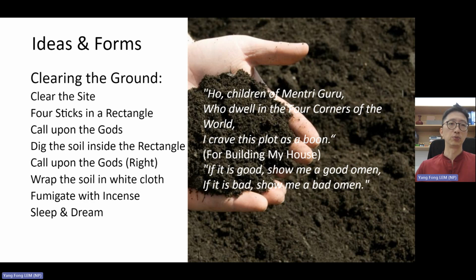So you clear the ground, you put four sticks making up a rectangle, and call upon the gods, the deities. Dig up the soil inside the rectangle, call upon the gods, the deities, and wrap the soil in white cloth, fumigate with incense, sleep and dream.